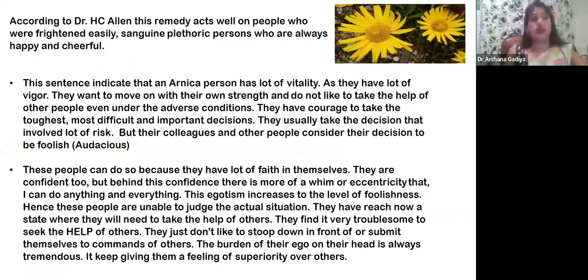They want to move on with their own strength, and they do not, जिनके पास इतना वो मतलब जो खुद में इतना स्ट्रेंथ समझते हैं ना, वो दूसरों का हेल्प नहीं लेना चाहते हैं फिर. They don't like to take help from other people even under adverse conditions.